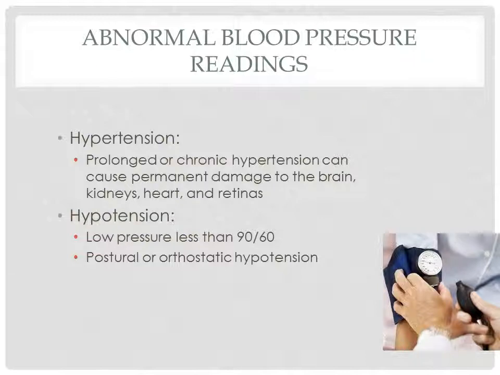Abnormal blood pressure readings would be hypertension, which is elevated, and hypotension, which is low. You also may see postural and orthostatic hypotension, where the blood pressure is low only if they're in a certain position or if they go from a lying to a standing position. This is a drop in blood pressure that occurs with a change from lying to standing or sitting to standing.